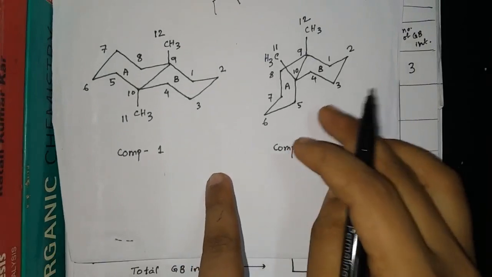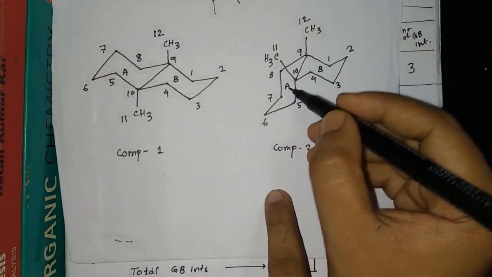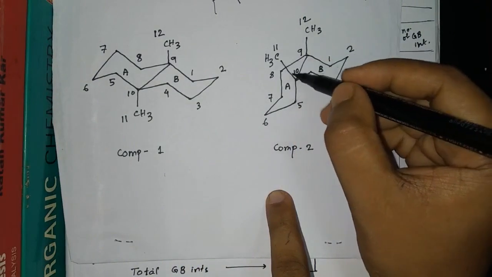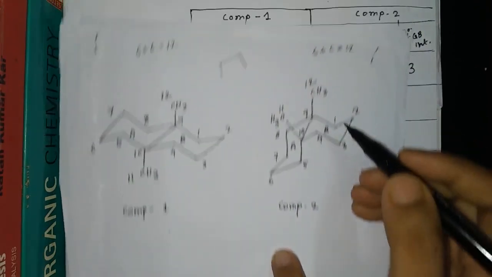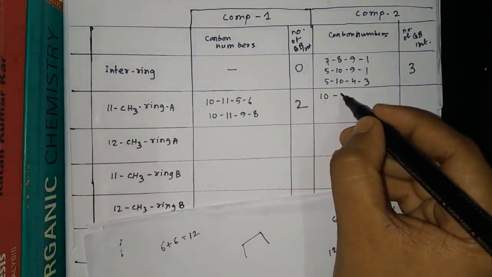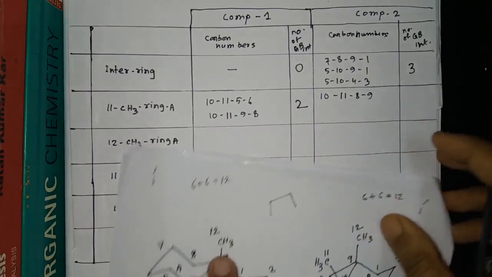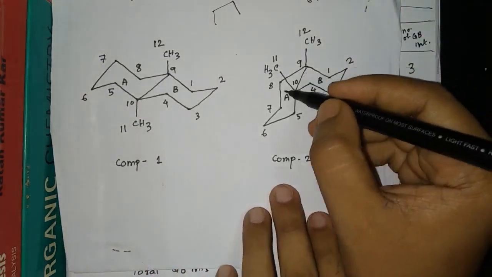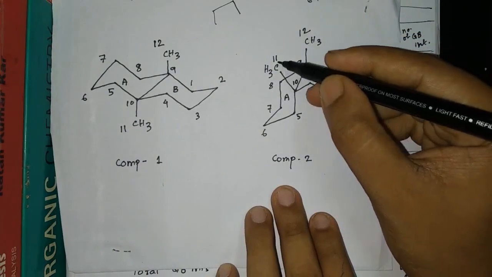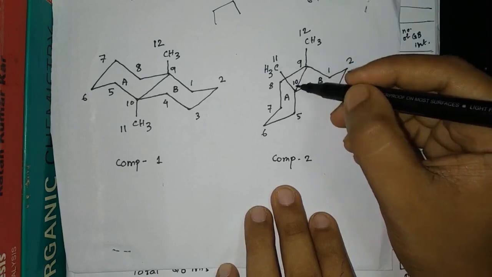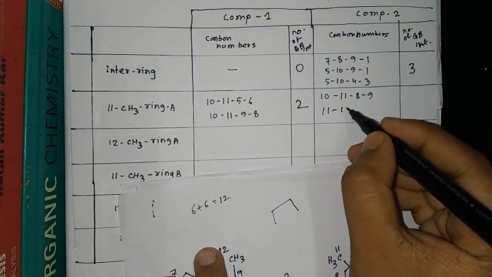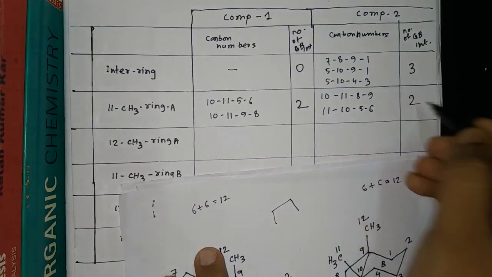For compound 2, how many with 11 carbon with ring A? See, this 11 carbon is this one. So this 8, 9 and 10, 11 has a Gauss butane interaction. So 10, 11, 8, 9. And you can see another Gauss butane interaction is there, on this side: 11, 10, 5, 6. So there are two Gauss butane interactions.